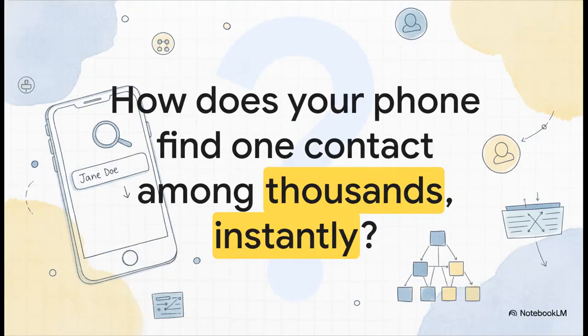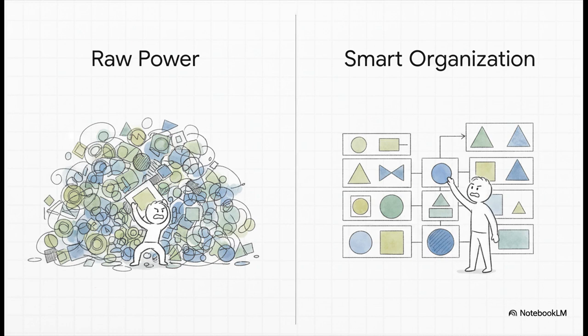Okay, let me ask you something. How does your phone find one specific contact out of thousands, like instantly? You type a name, and bam, there it is. Is your phone just packed with raw power, or is there something a little more clever going on behind the scenes? Well, that's the big secret, isn't it?